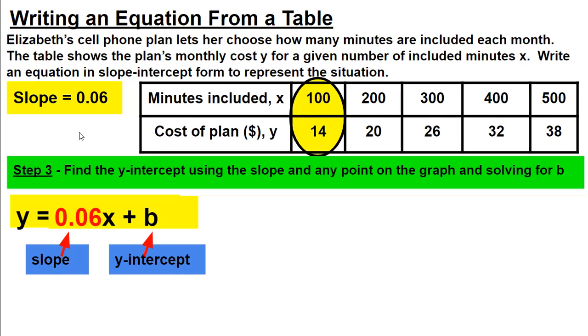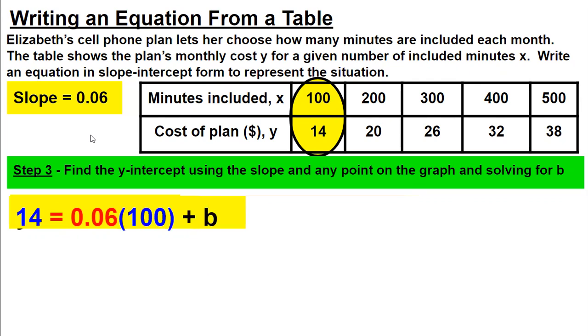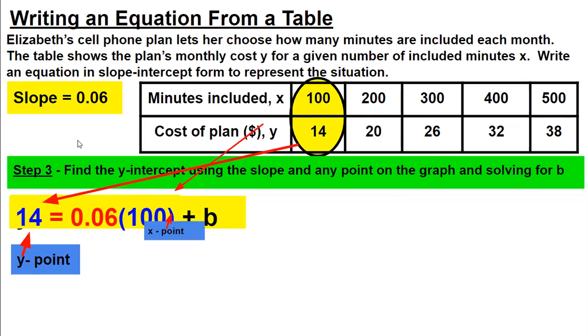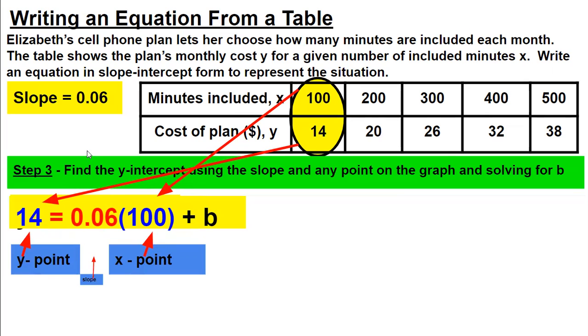So I'm picking the point 100 comma 14. Don't pick 100 comma 20 because that's not a pair. Has to be a pair, right? Okay, so let's plug those in. So now my equation becomes 14 equals 0.06 times 100, that's the x value, plus b. There's where the 14 comes from, and there's where the 100 comes from. I just plugged in an x and a y value. And the 0.06 is the slope. So now we have everything we need to solve for b.